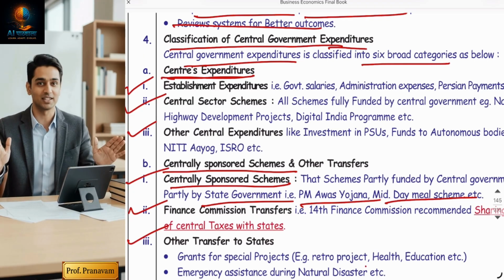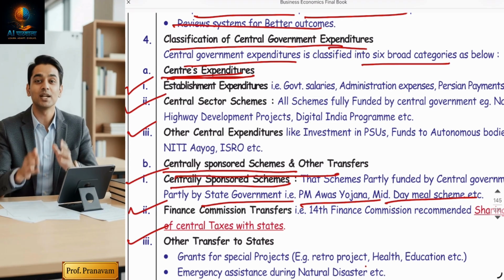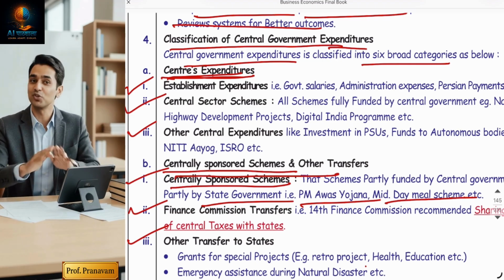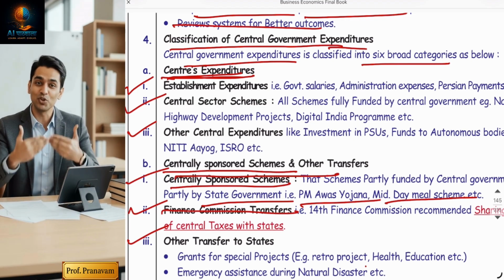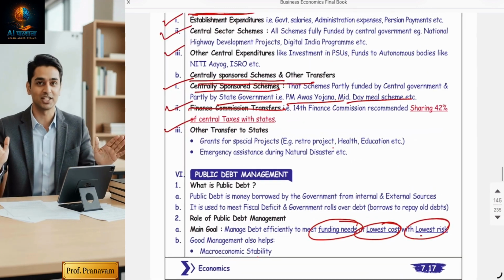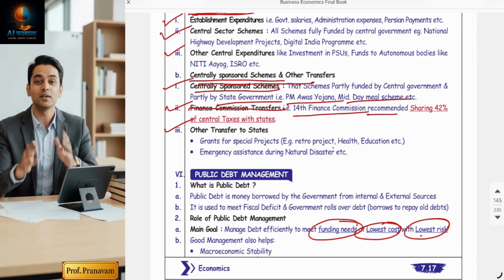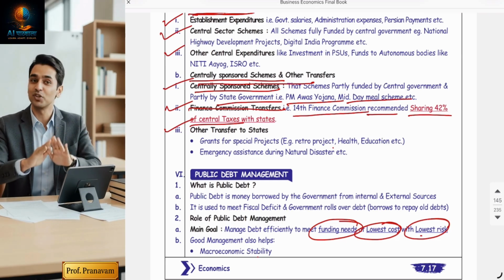First is centrally sponsored schemes. These are scheme funds jointly managed by the center and the state. Then Finance Commission transfer. Finance Commission transfer means sharing of central tax revenue with the states. We have already studied this in chapter number 1, fiscal federalism. The 14th and 15th Finance Commissions recommended sharing 42% of the central tax with the states. It's 41%, but somewhere it is mentioned as 42%.